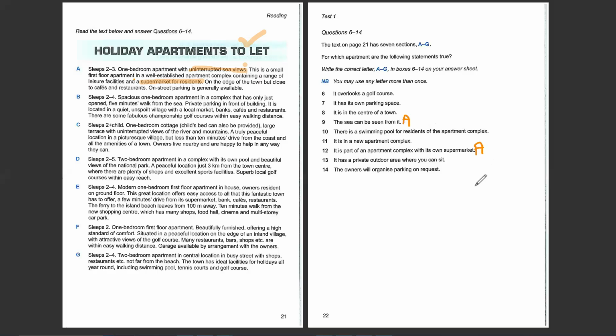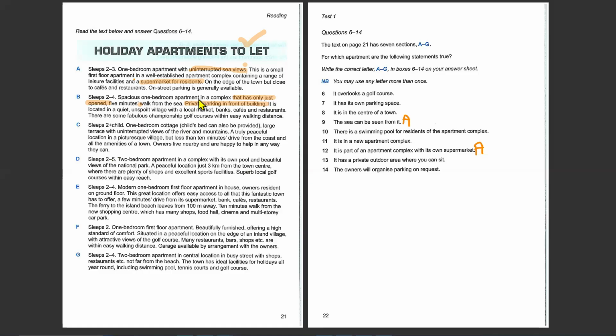Let's go and read B paragraph. Usually, when you get NB, one paragraph will match 2 statements and not more than that. So it's either matching 1 or 2 statements. Now B paragraph, let's take the highlight option. B paragraph, spacious 1-bedroom apartment in a complex that has only just opened. Private parking is available in the front of the building. It is located in quite an unspoilt village with local markets, banks, cafes, restaurants. There are some fabulous championship golf courses within easy walking distance.